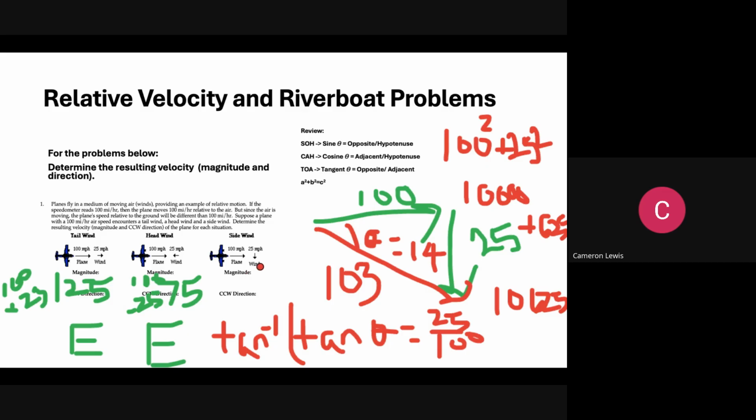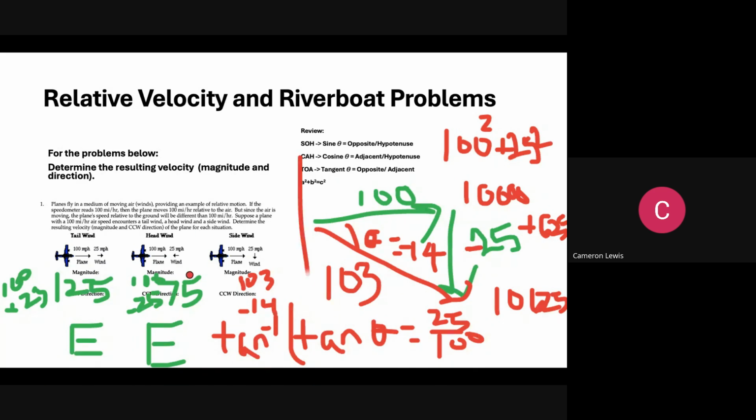Because I didn't put it over here, but what should this 25 really be? South, or negative, right? Negative. Okay. So now if you put that negative there, what should this 14 be? Negative 14. So I got 103 at negative 14. Or how else can I write it?